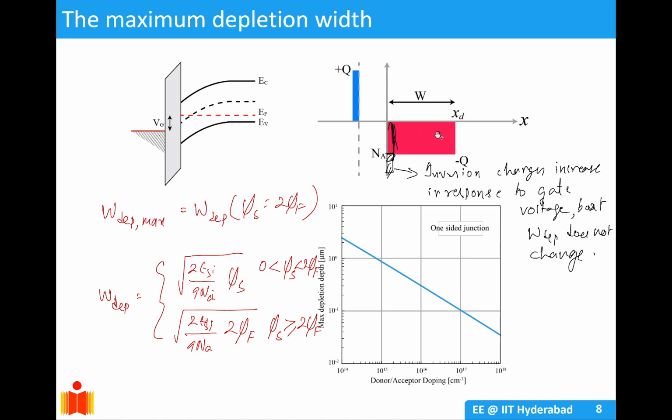Now we calculate the maximum depletion width. After the threshold is reached, further change in gate voltage only increases the number of inversion charges. It does not increase your depletion width any further. So depletion width is maximum at the threshold. After that, only the number of inversion charges increases. So your maximum depletion width is when your surface potential is equal to 2 phi f.